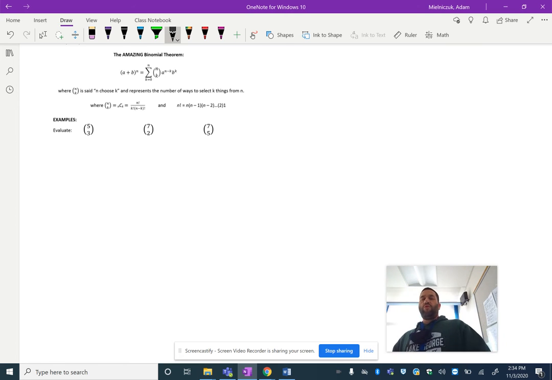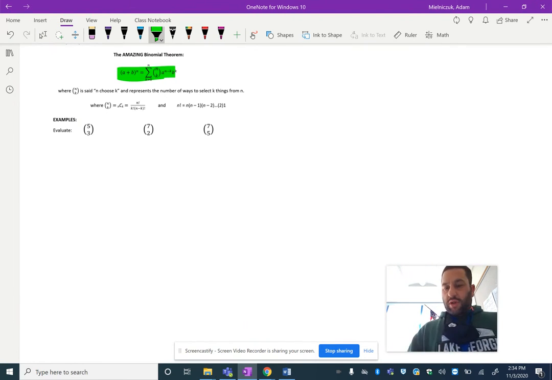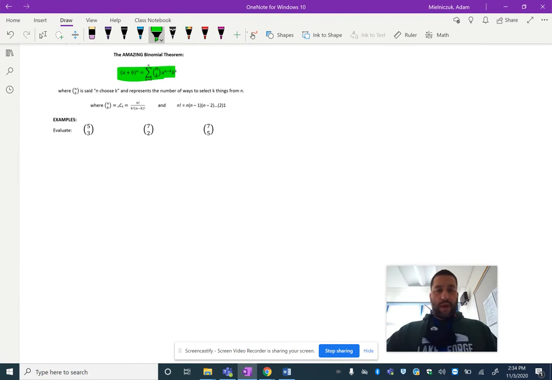All right, so before we move into what this binomial theorem means, because this is what it is, don't worry, I'm going to show you a different way. We need to make sure we first understand what this number on top of a number in parentheses means, okay? It says where n k is said n choose k and represents the number of ways to select k things from n.